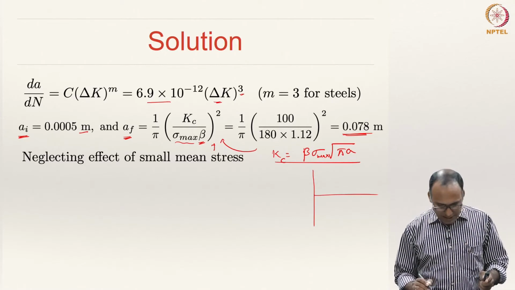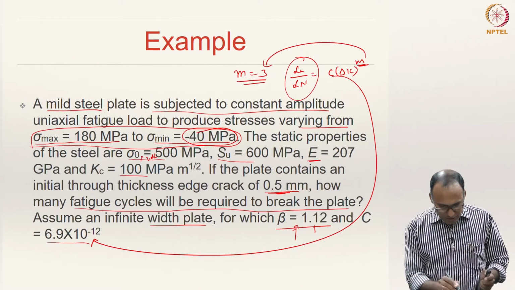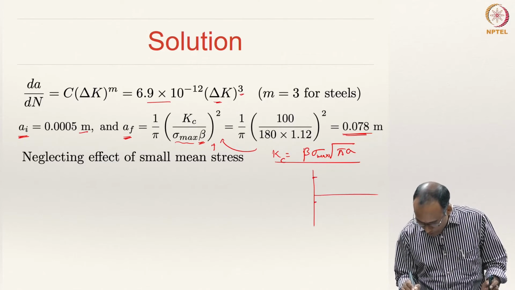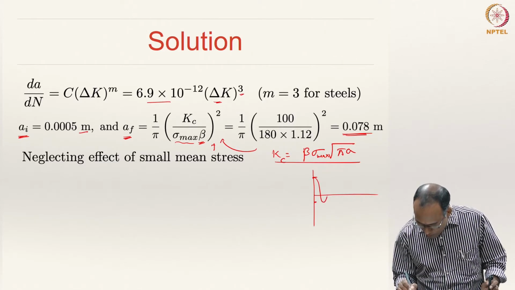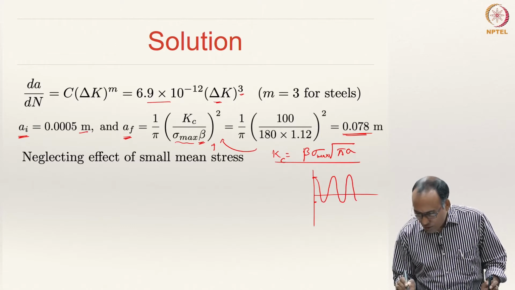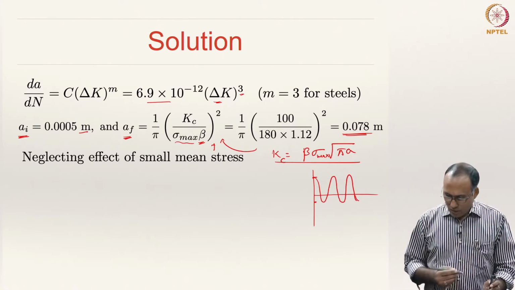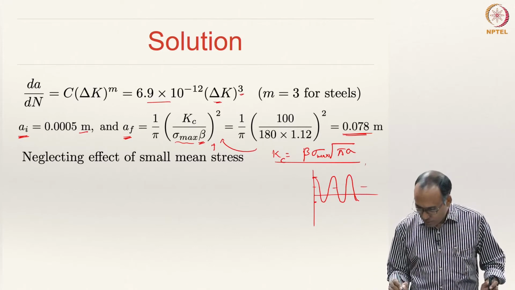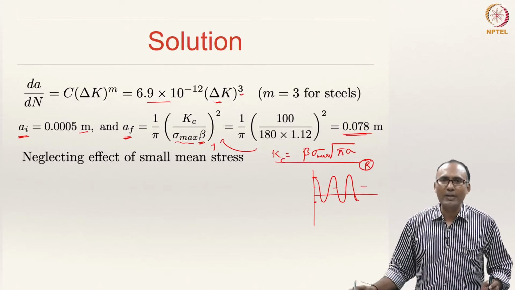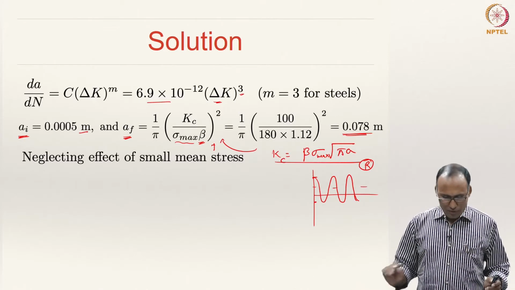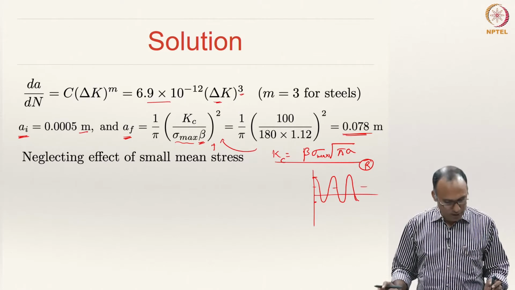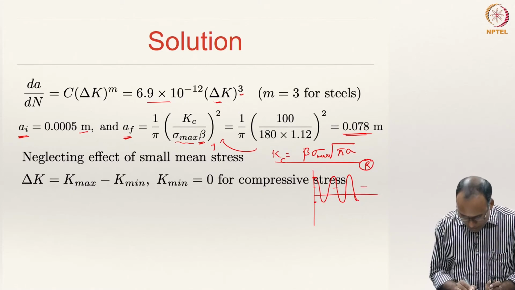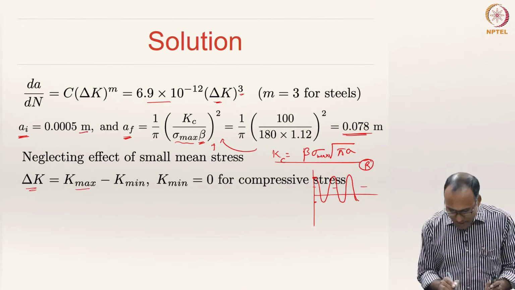the stress cycling is happening between 180 MPa and minus 40 MPa. So, this is 180 and minus 40 somewhere here. Right. So, there is some mean stress in the system. So, you actually have R coming into the picture. However, we will neglect that part in this scenario, and delta K is K max minus K min.